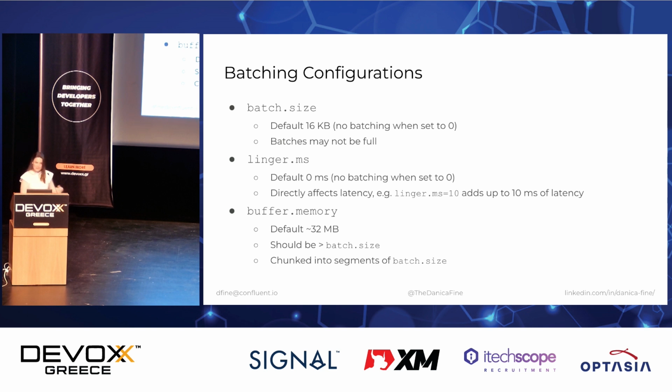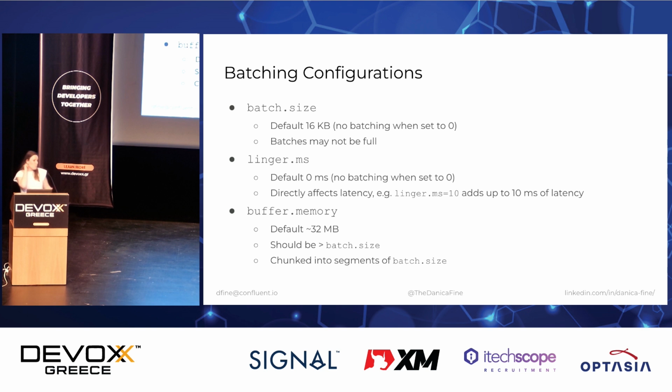Obviously, this should be larger than batch.size, much larger than batch.size. And another thing to note is that once we define the chunk of memory that we're allocating for buffer.memory, that chunk of memory is going to be broken down further into batch.size chunks. Every batch that we're potentially going to try to fill is going to have its own space allocated already. So this value is going to directly affect how many batches you could send at once.